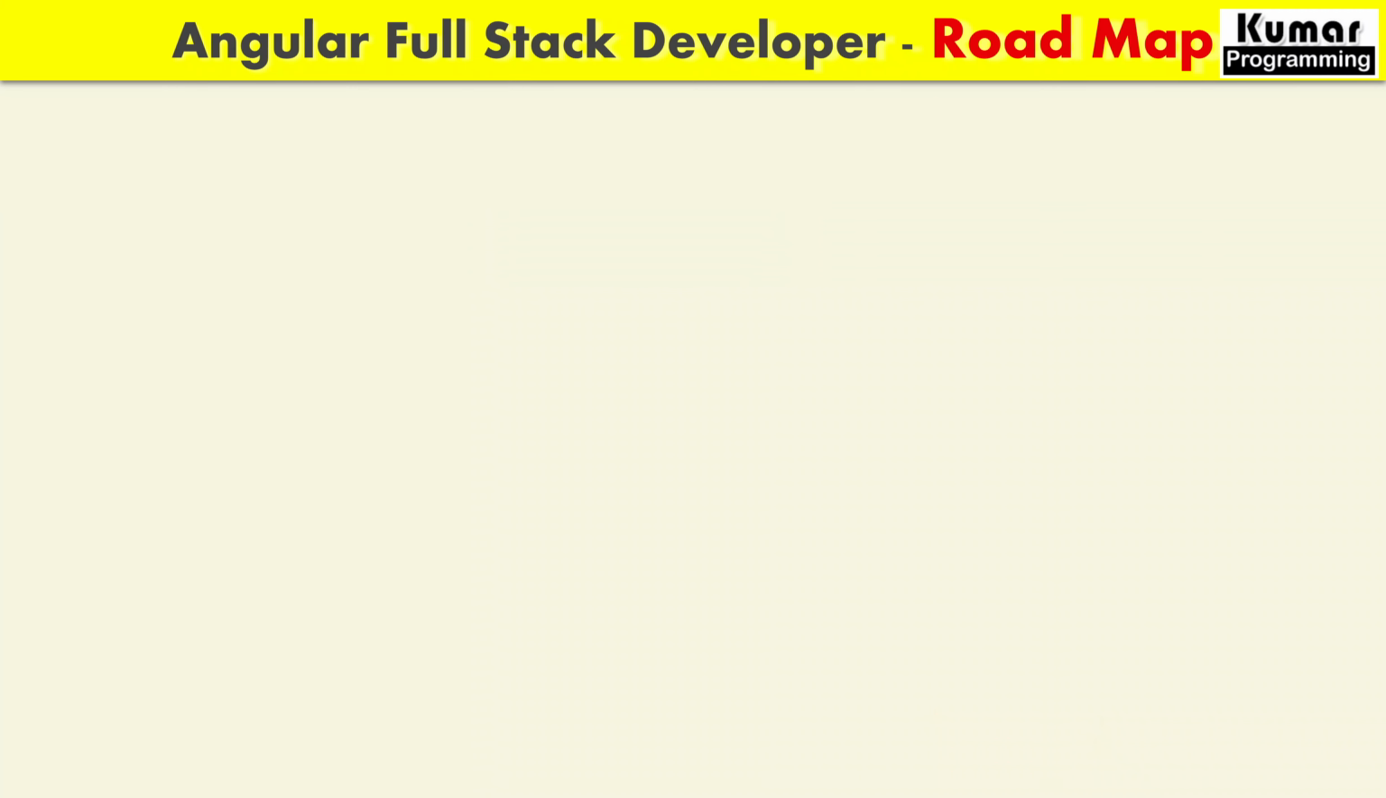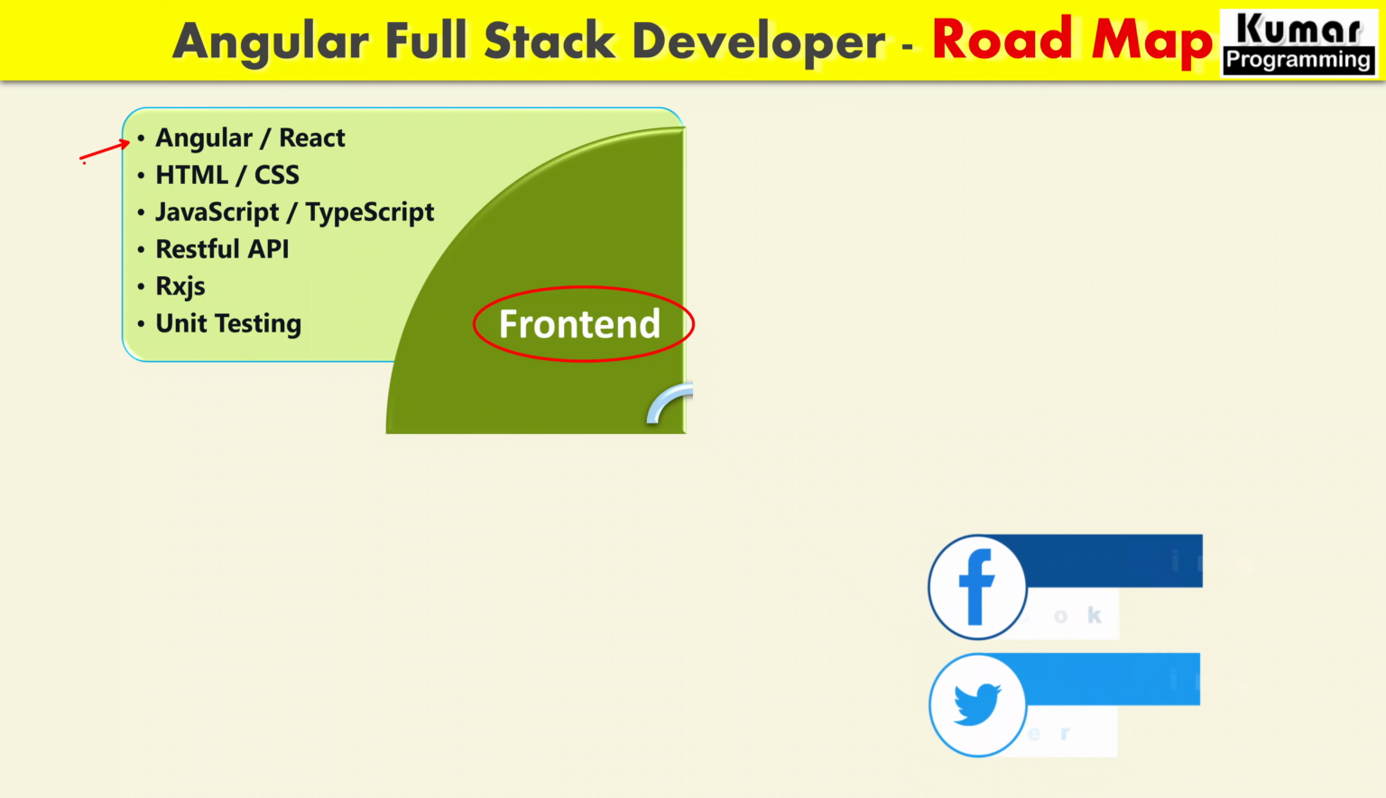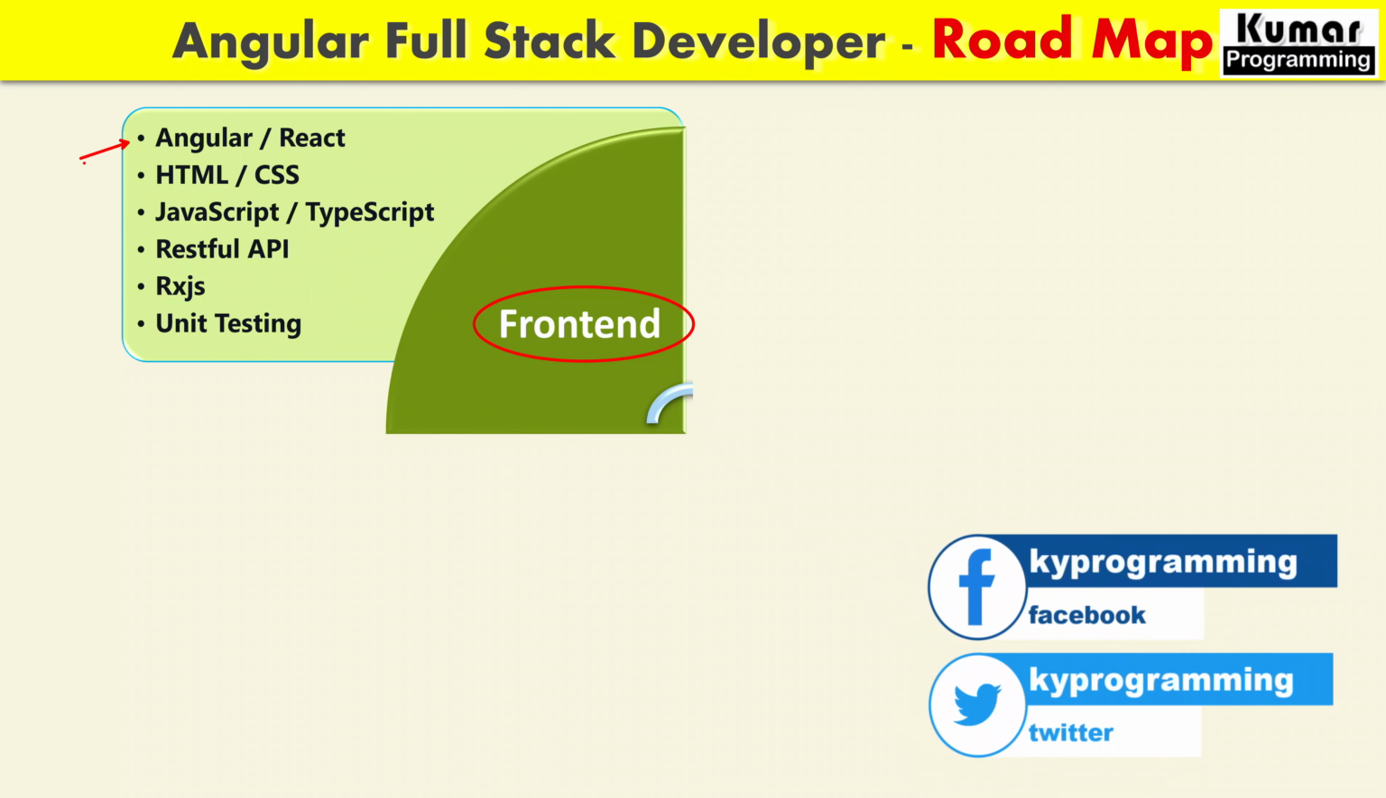In order to become a full stack developer, I have categorized it into four sections. The first one is front end. In front end, first of all, you should have knowledge of a framework. A front end framework like Angular, React, Vue, ASP.NET, any framework that you can choose, but you should have very in-depth knowledge of that framework. You must be aware of each and every concept from that framework.